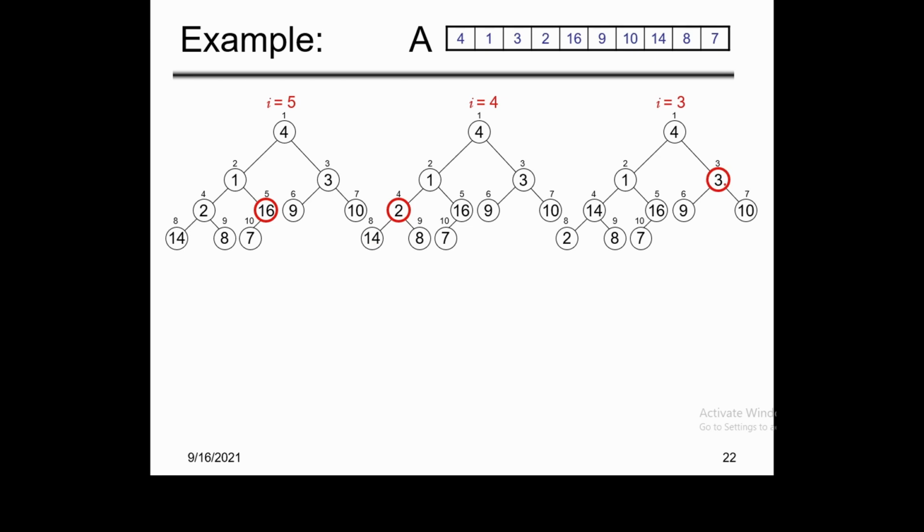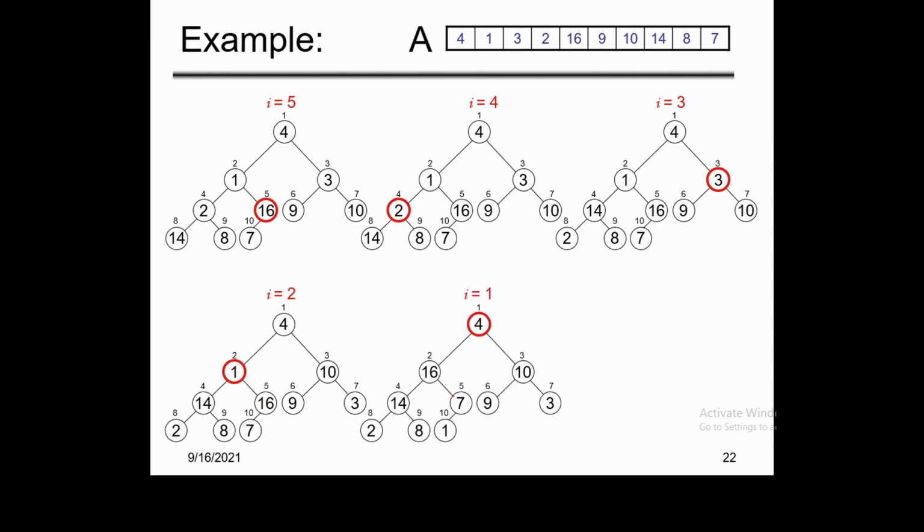Yahan property violation hai, 3 will be replaced with 10. So 3 is replaced with 10. Now it will execute for I equal to 2, so yahan bhi property violation hai, so first it will be replaced by 16, then it will be replaced by 7. Okay, so 1 will be here, 7 here, 16 here. Now the property violation will be checked at the root, that is A1. So 4 is replaced by 16, replaced by 14, replaced by 8. So 4 will come at this position like this.